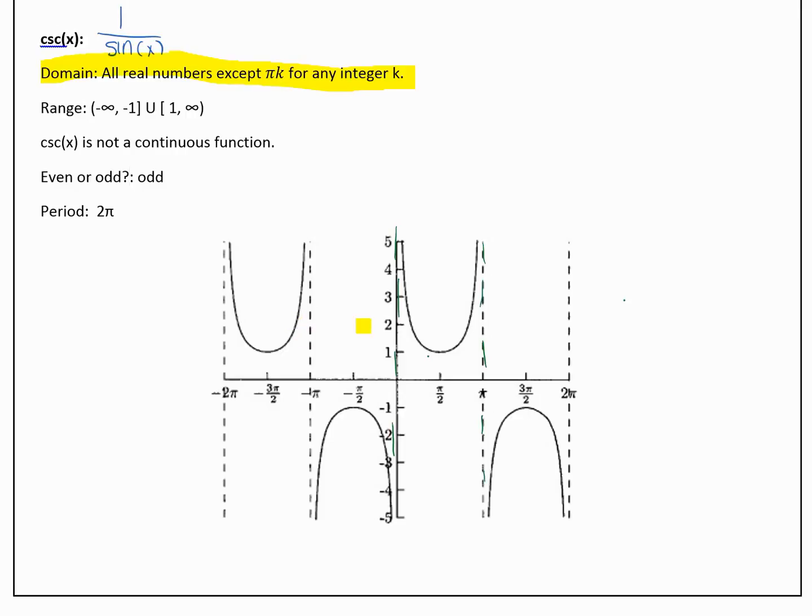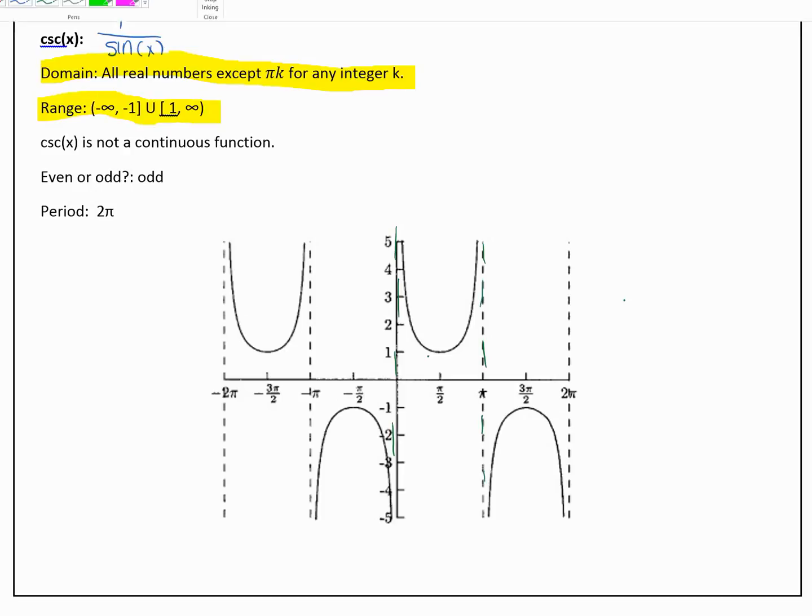Okay, now you'll notice here that it goes up toward infinity. So if we think about the range, these are going down forever. So it's going to be negative infinity up to negative 1. Okay, but then there are no graphs in here between negative 1 and 1. But then we pick up from 1 to infinity. So the range really are all numbers except for the values between negative 1 to 1.